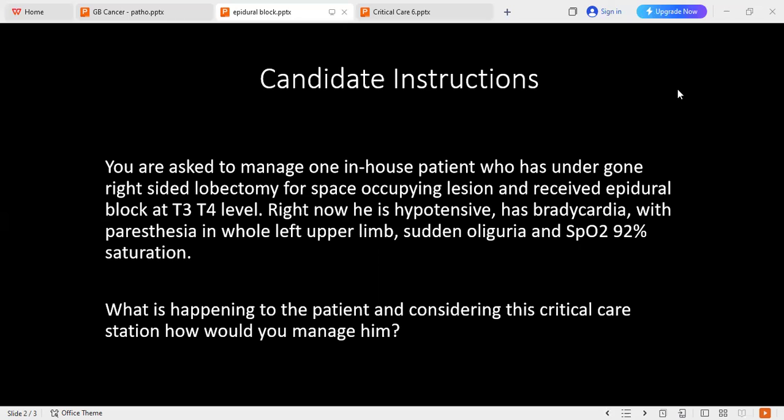There are certain different levels which are chosen deliberately for certain different surgeries or procedures. Can you name a few? This was a block at T3, T4 level, a higher epidural block. For certain other procedures, they choose different levels. Can you name a few levels? The L4 level, at the iliac crest level, for the thigh and lower limb.